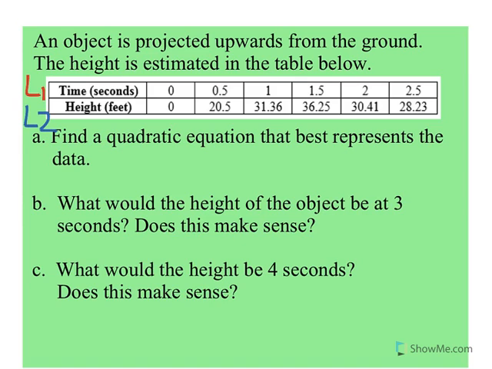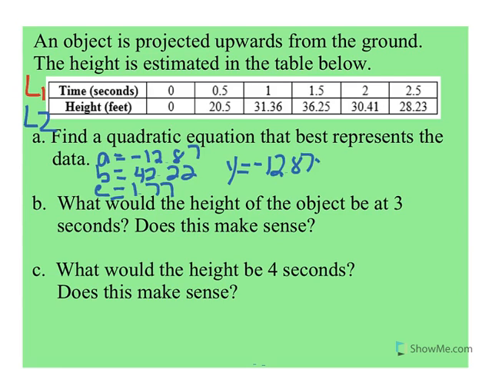Once you have those entered, you're going to go to Stat, slide over to Calculate, number 5, quadratic regression, and enter, enter, enter to get our calculate, and we will find that A equals negative 12.87, B equals 42.22, and C equals 1.77. So when we go to write that equation, we have y equals negative 12.87x squared plus 42.22x plus 1.77. So let's see what questions we can answer with that information.